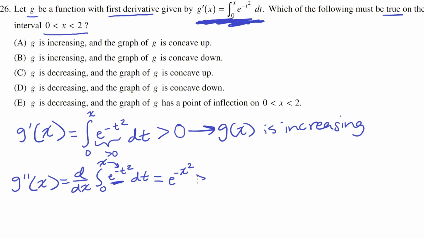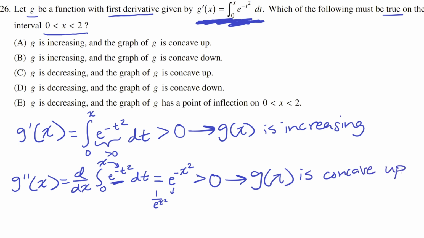And similar to what we saw up here, we know that this is also always positive. This is another exponential function raised to some power, and no matter what we plug in for the power, this function will always be positive. Obviously, if we plug in a positive number, we're going to have a negative exponent, and a negative exponent just means you take it down to the denominator. So this is just equal to 1 over e to the x squared. And since e to the x squared is always positive, we're always going to have some positive number. Since the second derivative is greater than 0, that means g of x is concave up. So now we know that our function is increasing and that it is concave up, which means A is the correct answer.